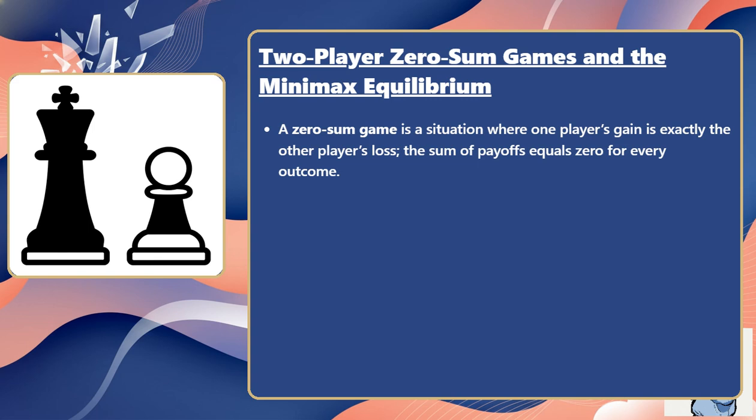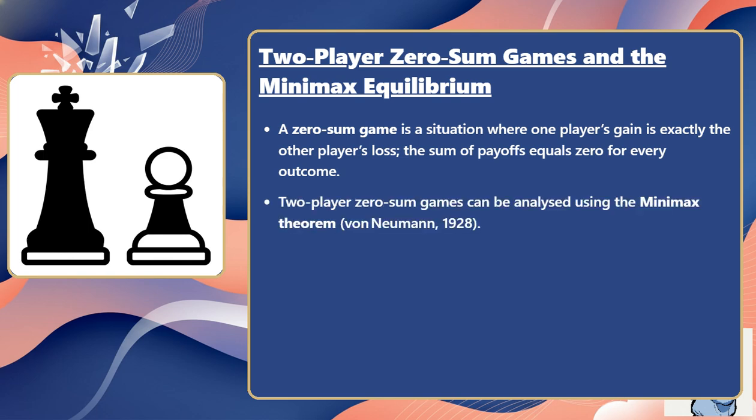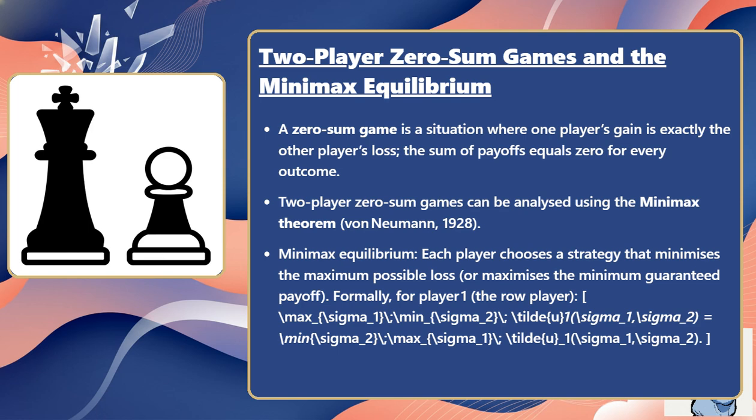A zero-sum game is a situation where one player's gain is exactly the other player's loss. The sum of payoffs equals 0 for every outcome. Two-player zero-sum games can be analyzed using the Minimax theorem (von Neumann, 1928). Minimax equilibrium: Each player chooses a strategy that minimizes the maximum possible loss or maximizes the minimum guaranteed payoff.